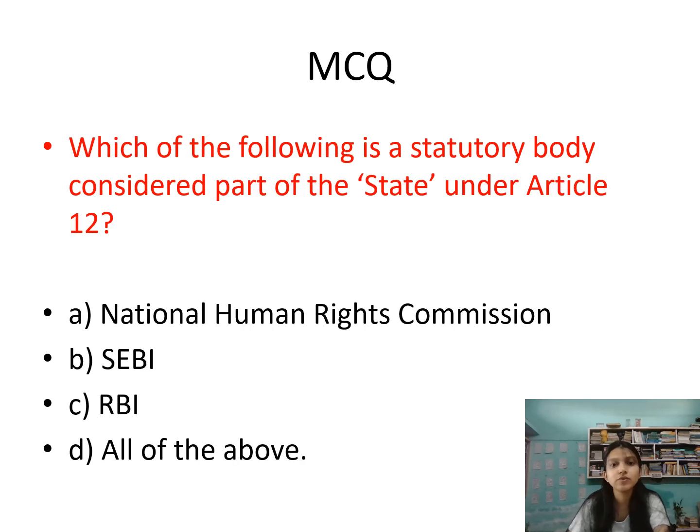The next we have, which of the following is a statutory body considered part of the state under Article 12? So under state there are many organs that fall into the criteria to become a state. In the options we have National Human Rights Commission, SEBI, RBI and all of the above. So the correct answer would be here all of the above. The state includes all of them altogether.